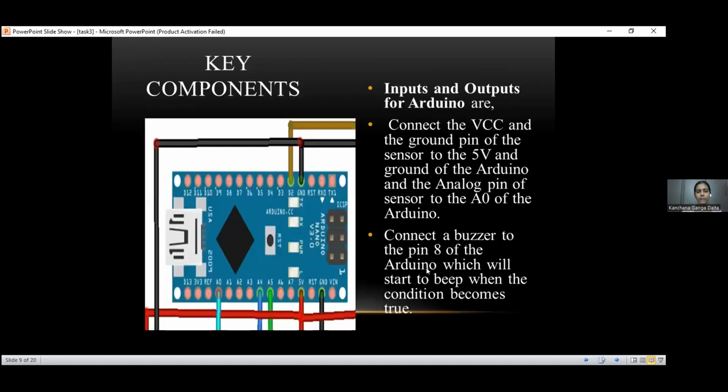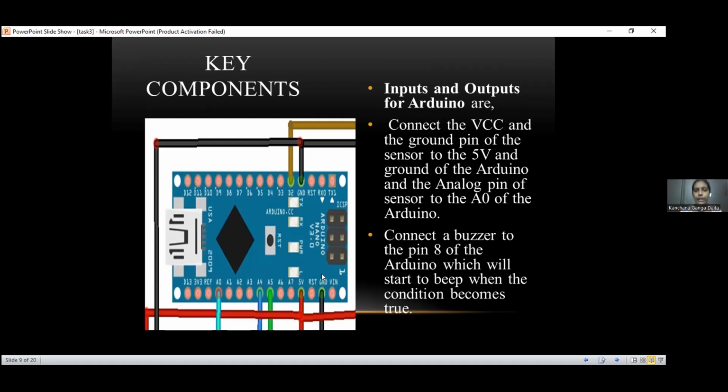And coming to key components. So I have said there are a lot of pins in the Arduino board. We have A0 to A7. These are all the input pins. And D0 to D3, and we have ground, reset, and also a V input pin for connection of the input voltage.